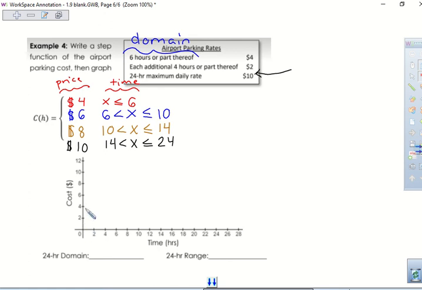Now, at time 0, are you paying for parking at time 0? No, you have to park a little bit. So this is an open circle starting right here, and that goes all the way until you get to 6, right? That you pay $4. Now, at $6, you can park from 6 to 10 hours. But if you park exactly 6 hours, you're still paying $4, so that's not included, so it's an open circle. But if you park 6 hours and 1 minute, you're going to pay the higher price. So that goes all the way from 6 to 10.